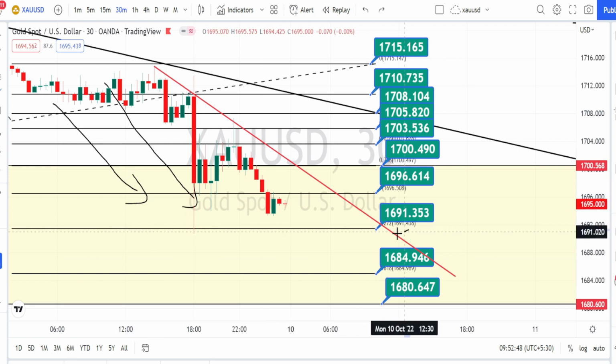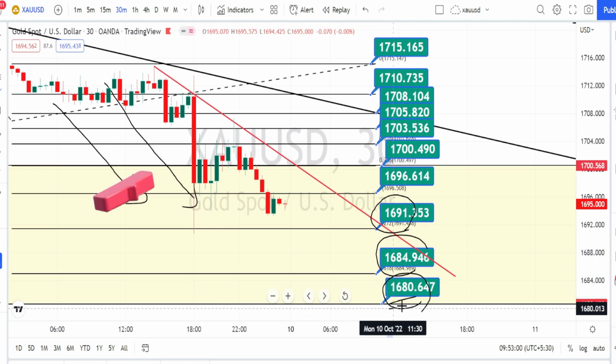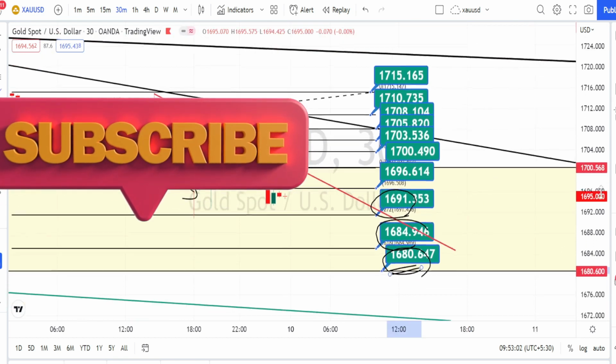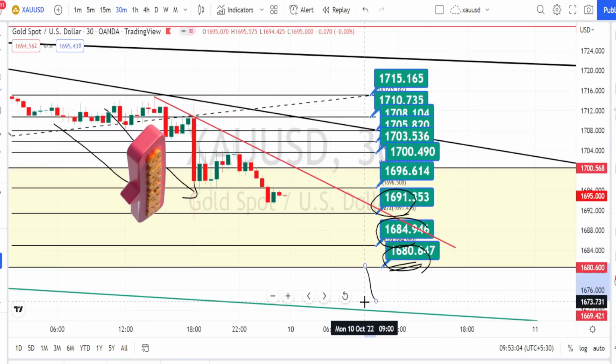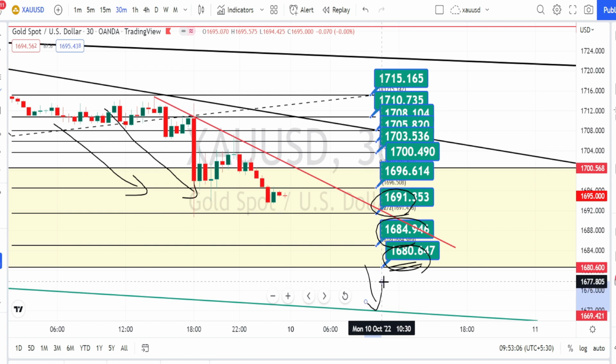And next level of support is going to be around 1691, 1684 and 1680. And only when the price action breaks this support level of 1680, we can expect a further continuation of the bearish trend in the 30 minutes time frame also.